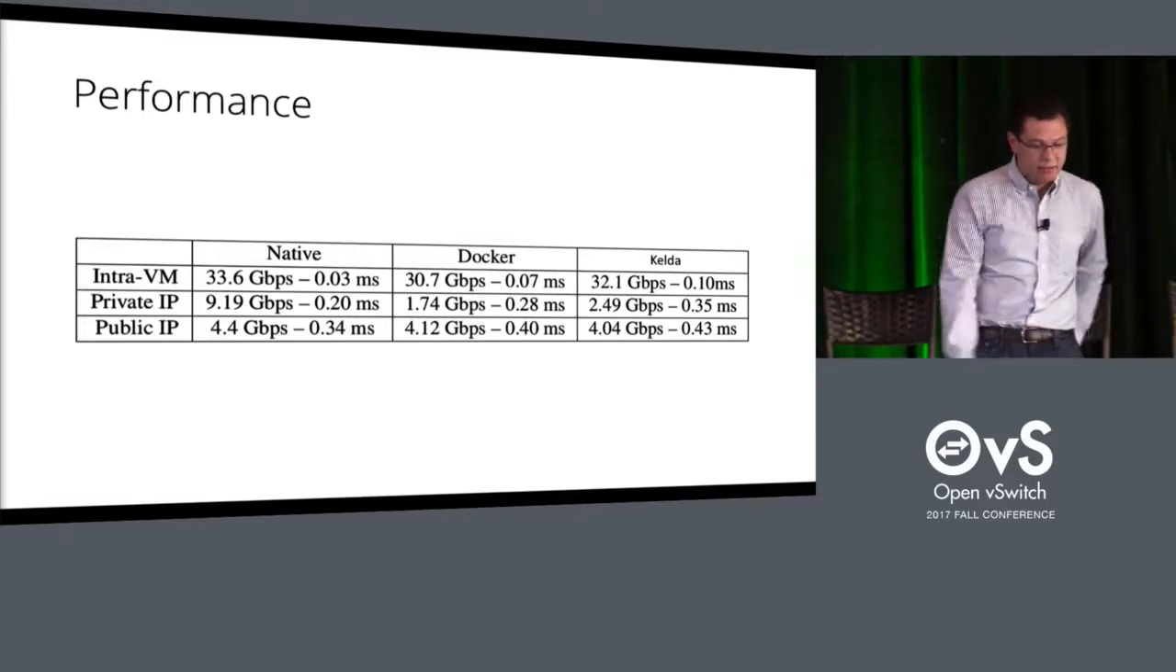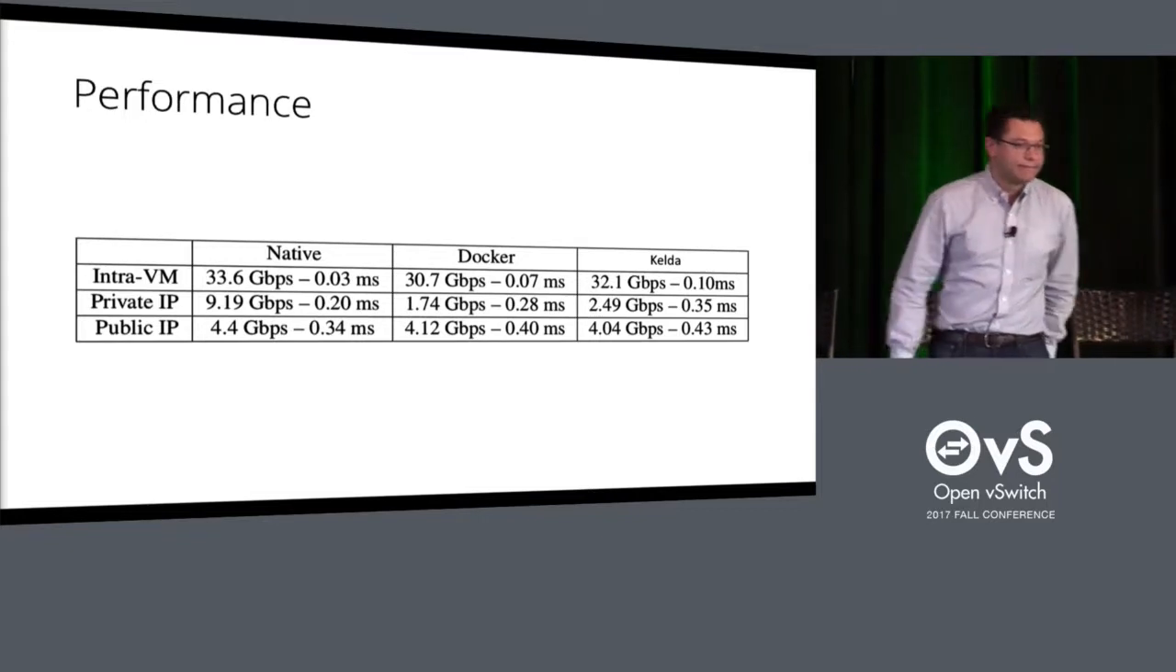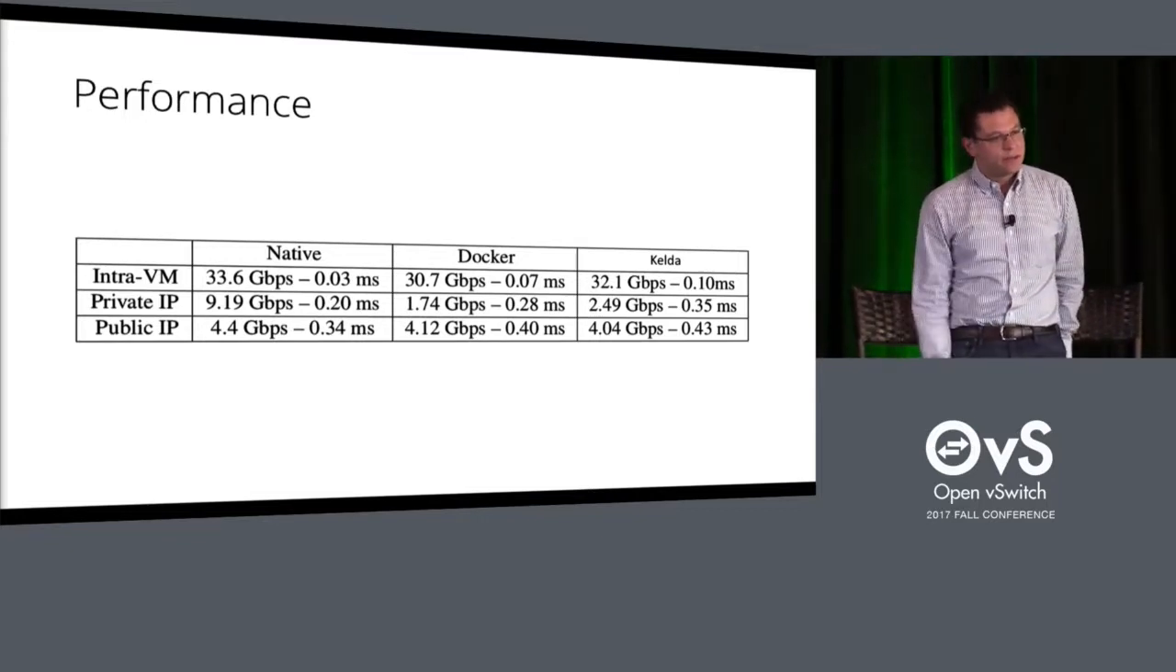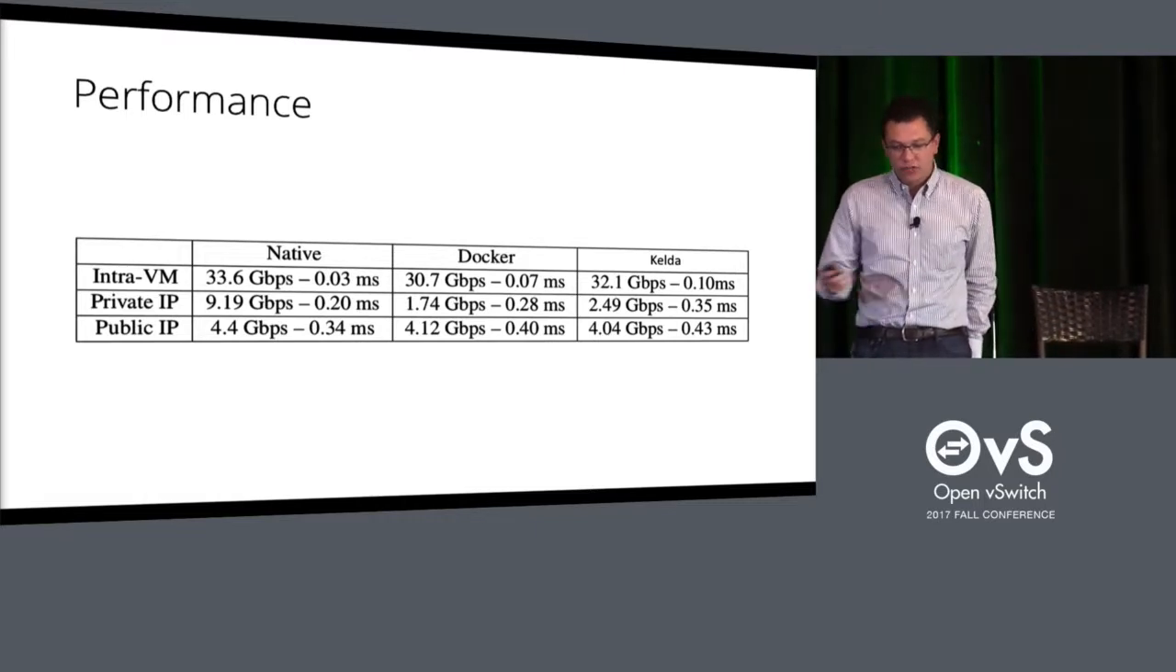And OVS is quite a bit faster than native Docker. And I think that's just because native Docker uses iptables and OVS is faster than it. That's why. Cool. So that's great.